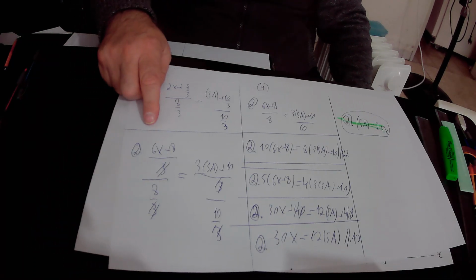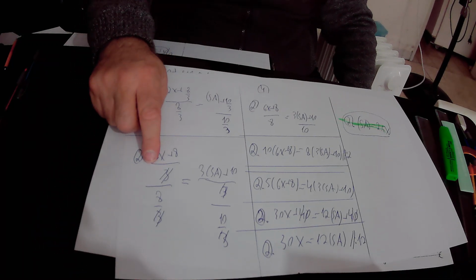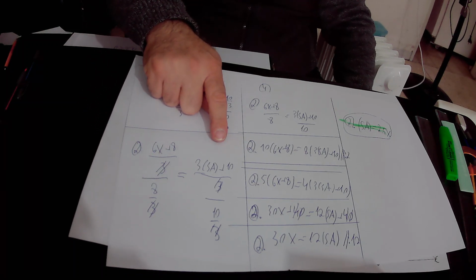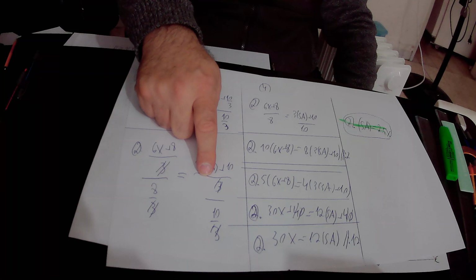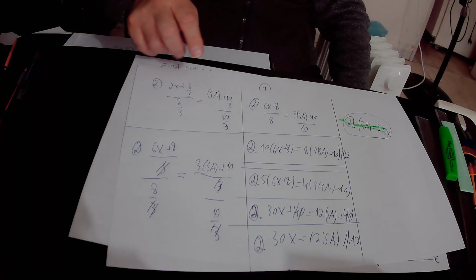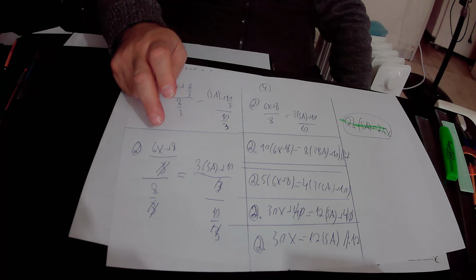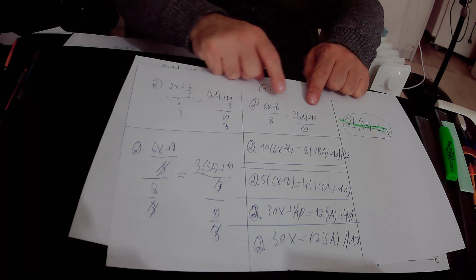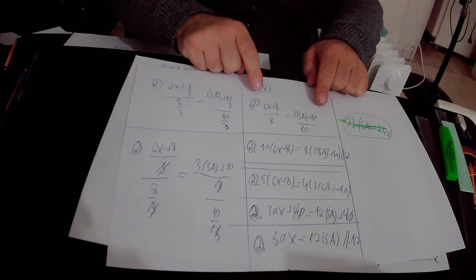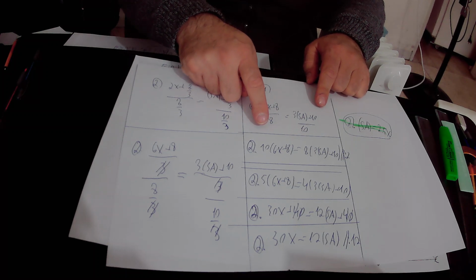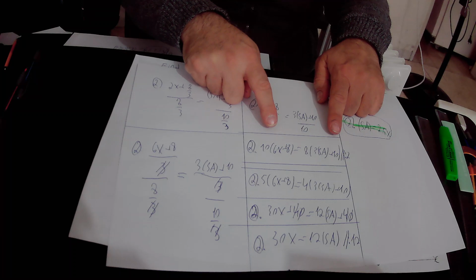So here on this side of the equation we have 3 in the numerator and 3 in the denominator, so 3 will get cancelled. On the other side of the equation we also have 3 in the numerator and 3 in the denominator, so 3 also will cancel. So what is left from this equation after we've cancelled 3 on both sides? We are left only with (6x plus 8) over 8, that is equal to (3SA plus 10) over 10. Here we cross multiply this equation and finally found out that 10 times (6x plus 8) equals 8 times (3SA plus 10).